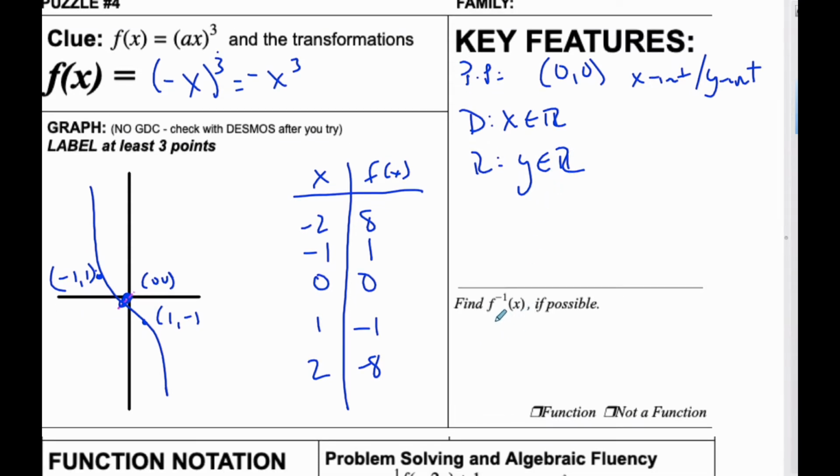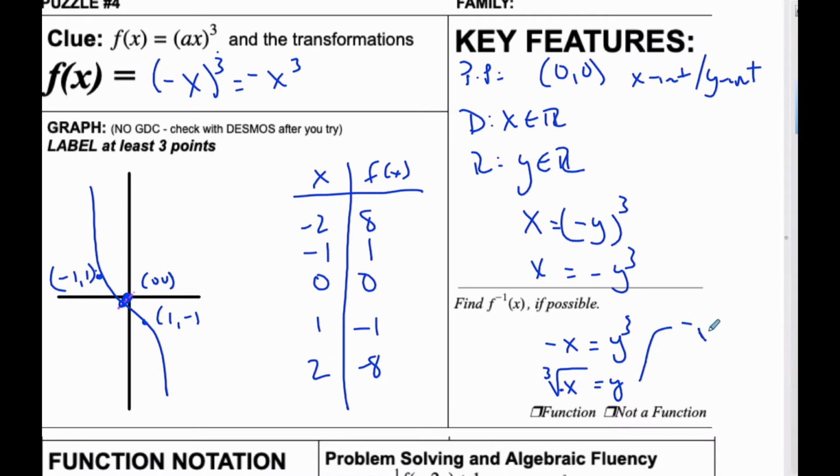If I want to find the inverse, well, I switch my x and y, so x is equal to (negative y) all cubed. I can also take off the parentheses and go negative y cubed, bring the negative over, so negative x is equal to y cubed, and then I could take the cube root of x, negative y, which is the same as negative cube root of x. And so this version or this version, they are both correct.